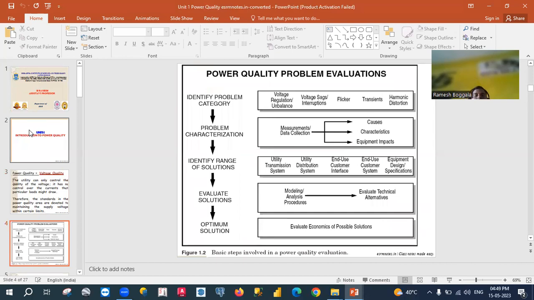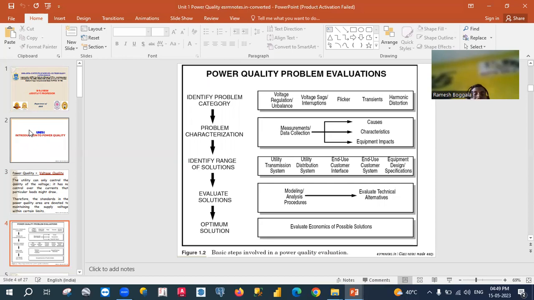Next, power quality problems evaluation. It consists of five stages. First one, identify the problem category. Here are some of the problems we have to identify, for example, voltage regulation or unbalance, voltage sag, interruption, flicker, transient, harmonic.